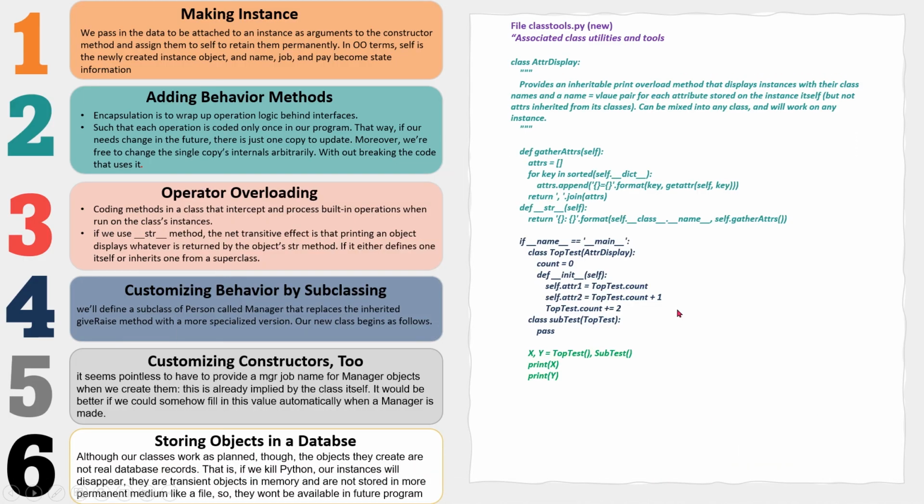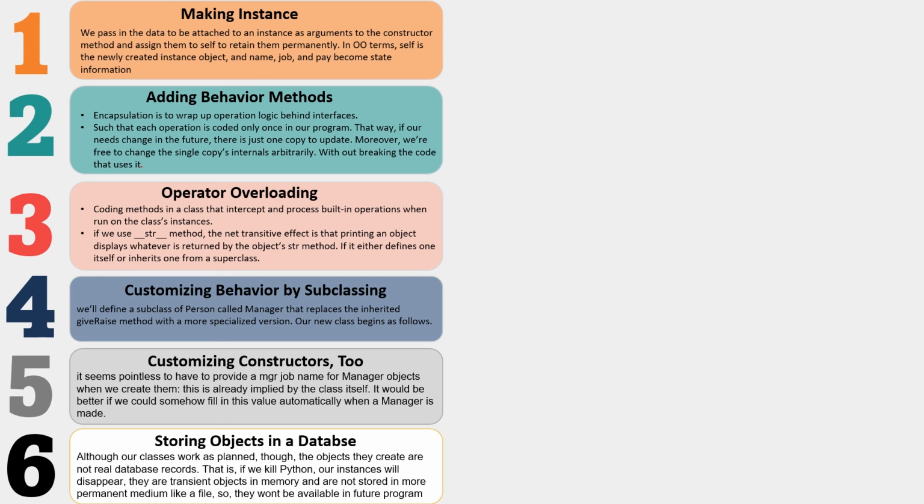So now the utility of this module is to display the instances with their class names and name equals value pair for each attribute stored on the instance itself. So let's move ahead and let's put a complete piece of code here, after integration of the class tools module into the OOPS code, so our class's final form.